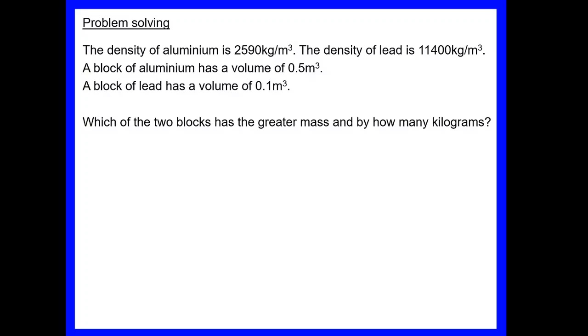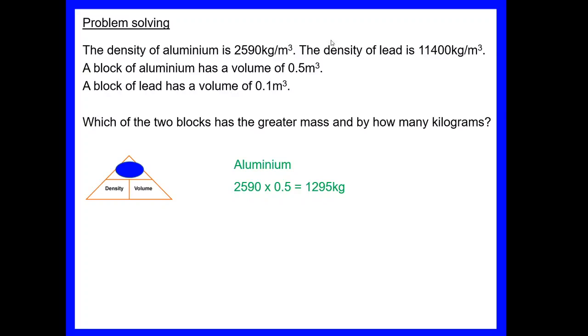Okay, so when we're working out problem solving questions, it's really important how we set out that work. It makes it really clear for us, and it also makes it clear for anybody marking it what we've done. So first of all, we've been asked to find the mass. So using our triangle to find mass, we need to do density times volume. So we're going to do that for each of the different metals. So we'll start with the aluminium.